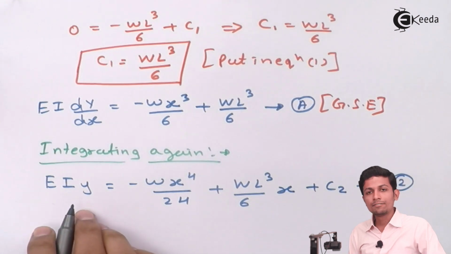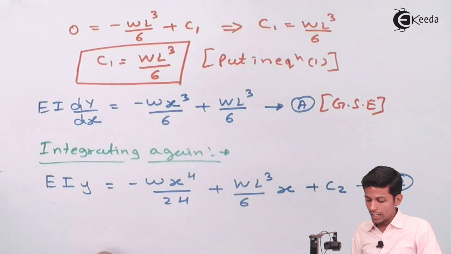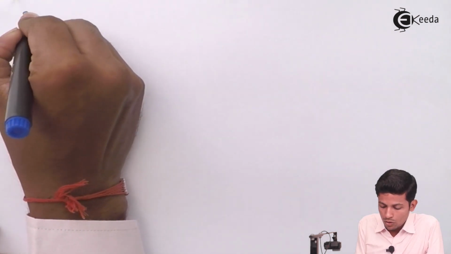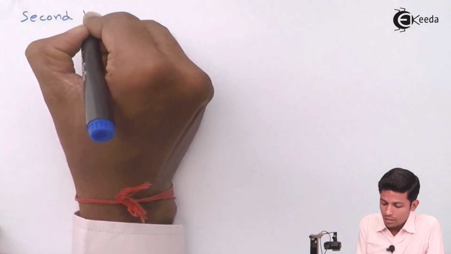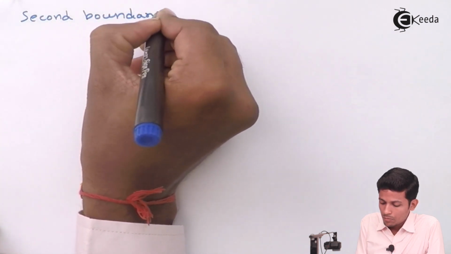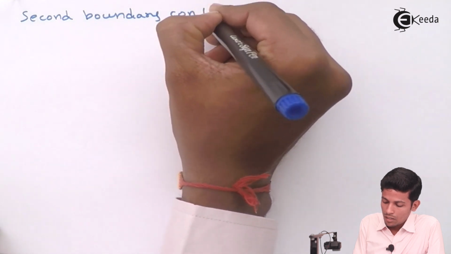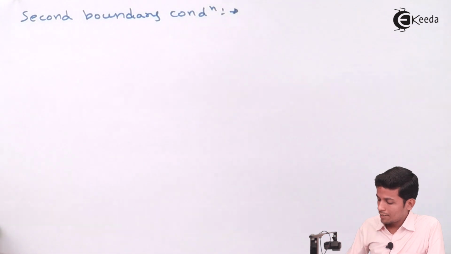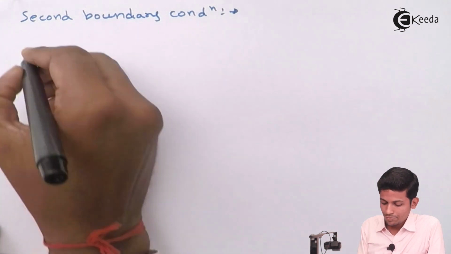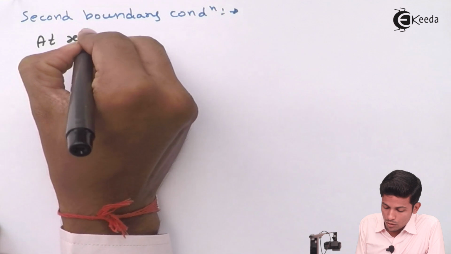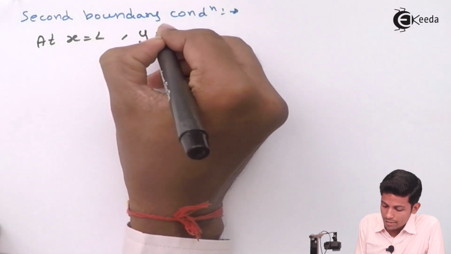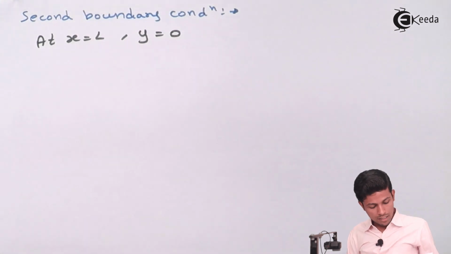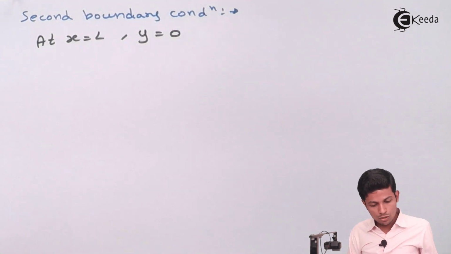Now apply the second boundary condition. What is the second boundary condition? At x is equal to L, y is equal to 0. Now see, x is equal to L and y is equal to 0 over here.